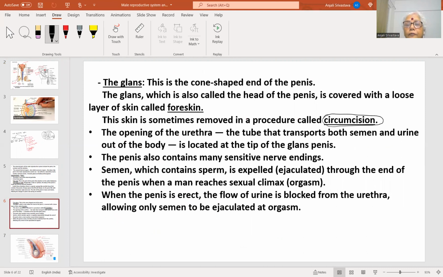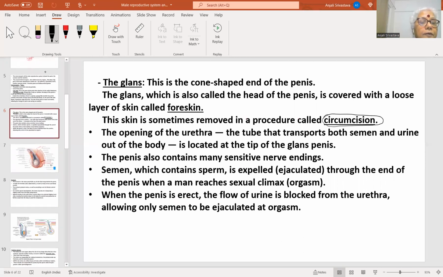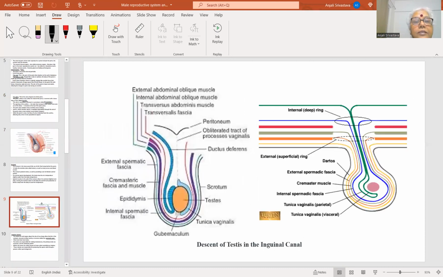When the penis is erect, the flow of urine is blocked from the urethra, and semen is ejaculated through the end of the penis. During this ejaculation, at the time of the orgasm, that is a sexual reproductive behavior, the penis is erected due to the contraction and expansion of a series of muscles that you can see here. These are the series of the muscles.